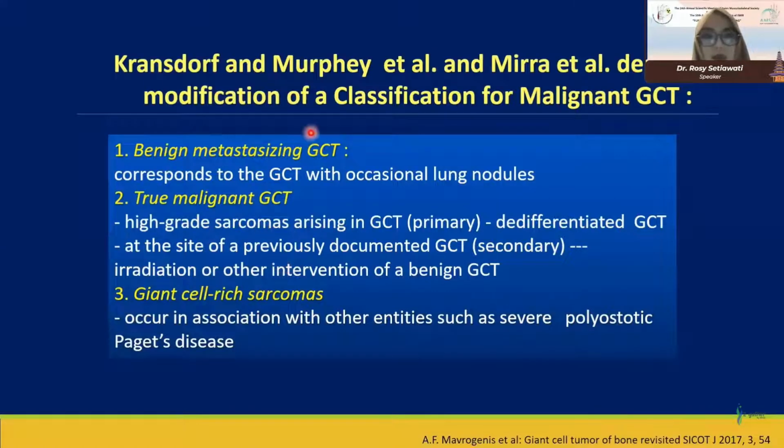Kransdorf et al. and Mira et al. describe the modified classification for malignant GCT. First is benign metastasizing GCT, which corresponds to GCT with occasional lung nodules. The true malignant GCT is a high-grade sarcoma arising in GCT, as a primary or dedifferentiated GCT. And secondary malignant GCT is at the site of a previously documented benign GCT after irradiation or other intervention. And the last is giant cell-rich sarcoma occurring in association with other entities such as severe polyostotic Paget disease.